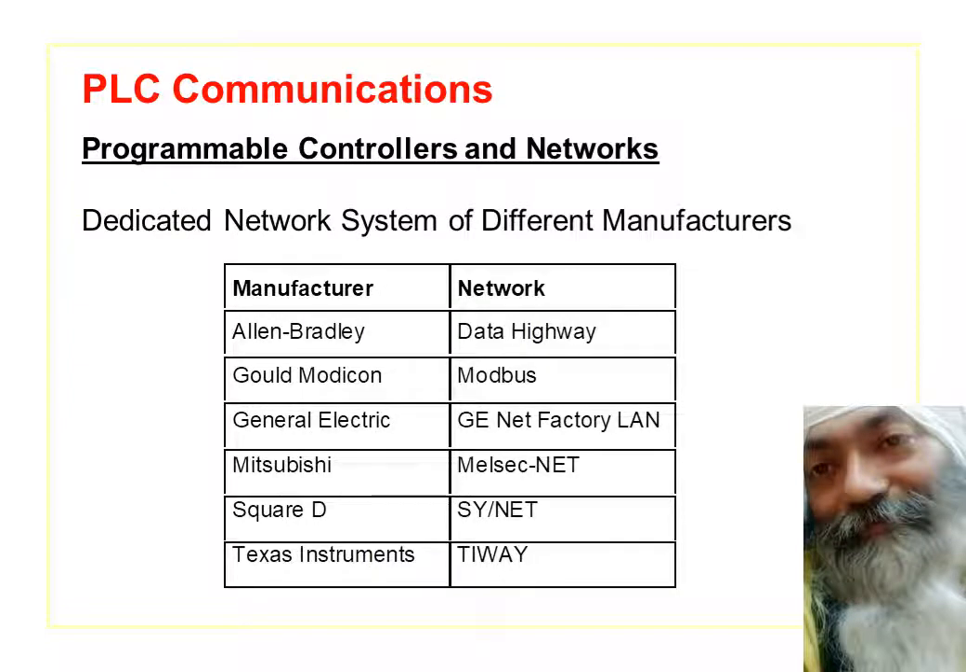Different controllers have their own dedicated networks also. Some manufacturers say that although we are giving you a normal kind of LAN, instead of using the TCP IP kind of protocol, we will be giving you a dedicated protocol which is going to be used only for our products. So the various products of Allen Bradley talk to each other through a network called Data Highway. Similarly, Mitsubishi has its own net. For Texas Instruments, they have TI Way and so on. Similarly, we have Modbus, we have GE Network, Factory LAN, and so on and so forth.